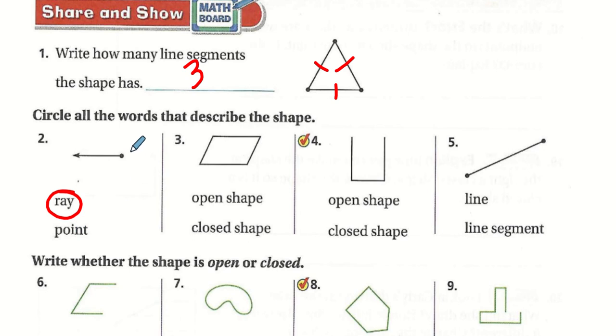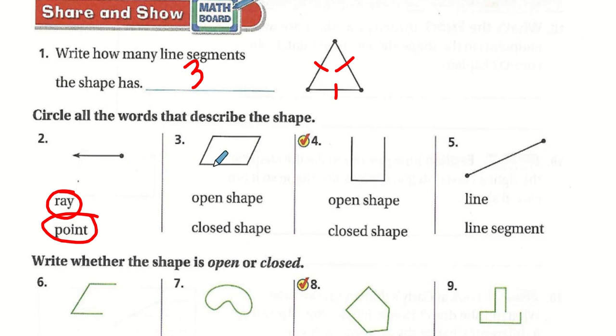Okay. This also has a point. But remember, a point is just one exact location. So both of these words describe that picture. It is a ray, and it does have a point. So both of those words should be circled.